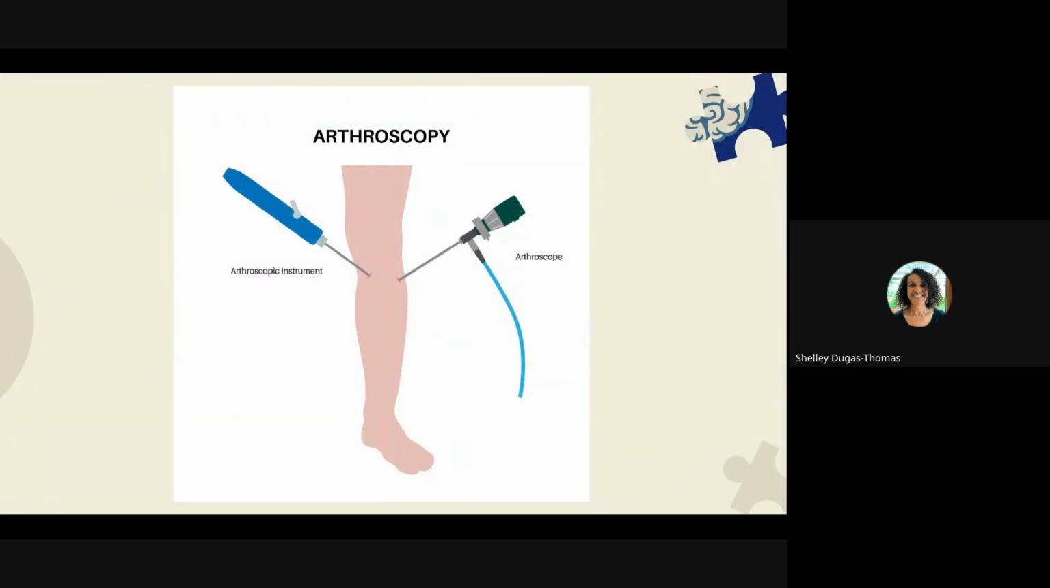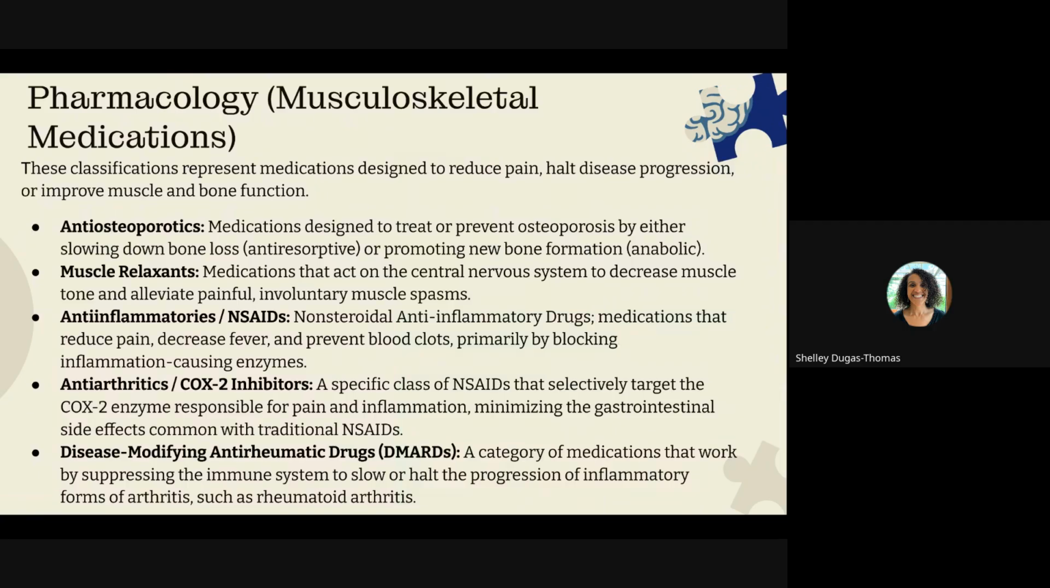And here we go. So some of the pharmacology is you have anti-osteoporotics, which is anti, against, osteo, bone, plus porosis, which is porous. It's essentially against porous bones, medication to treat that.